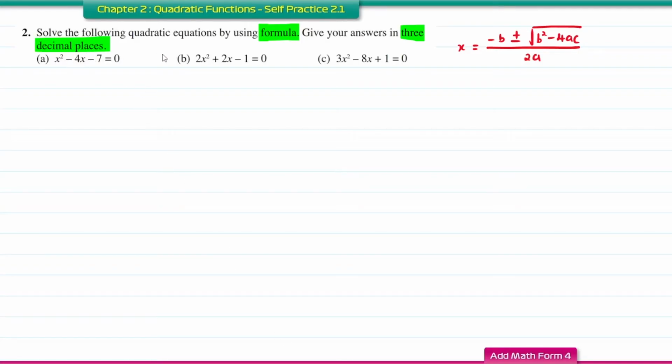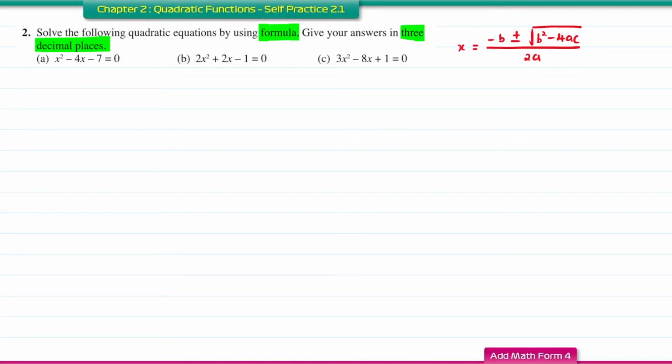Question number 2. Solve the following quadratic equations by formula. Give your answers in 3 decimal places. So this is the formula for you to find the x for the quadratic equations. So first, make sure the quadratic equation is written in general form. Then determine the values of a, b, c. Then you're going to substitute it into the formula given.